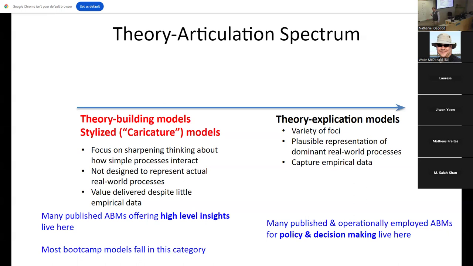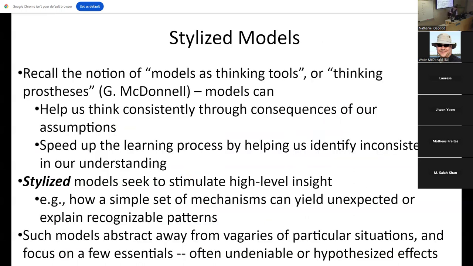And that work has been highly influential, not so much to directly advise policy, but to shape people's thinking. And I will say most boot camp models are simple enough, they fall more over on this left-hand side. But they're actually sometimes a little bit too complicated to serve this. They're not caricatured quite simply enough, although a lot of them are.